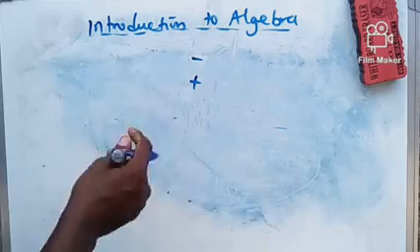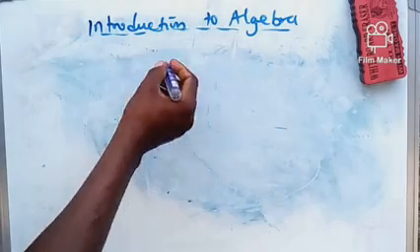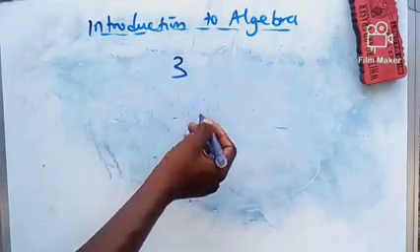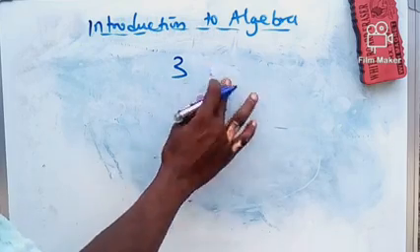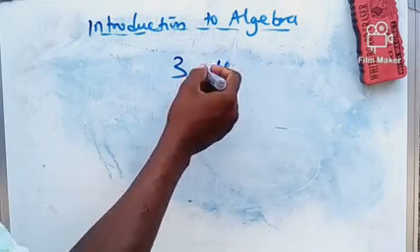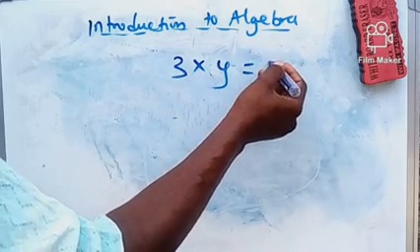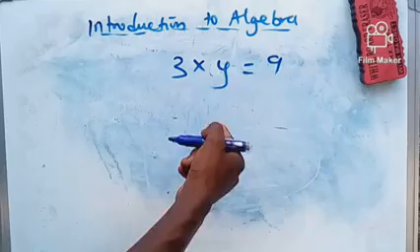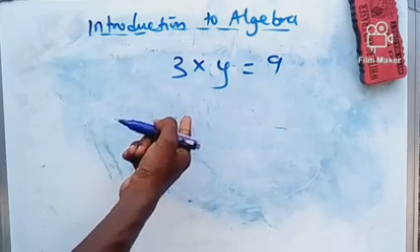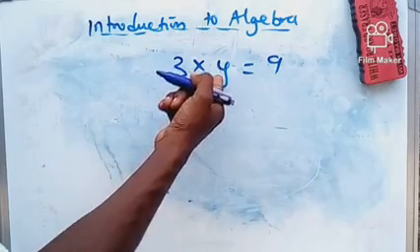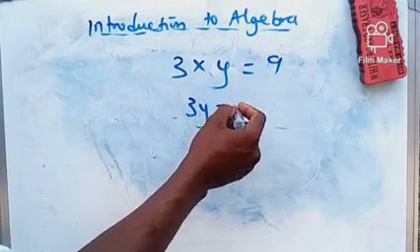What do you do? Now, look at this variable. If you have a number 3 bounded by a variable y by a factor of what? Multiplication, being equal to, let's say, another number, 9. How do you solve this problem? Remember what I told you? When you have 3 multiplied by y, it's the same as writing 3y equal to 9.